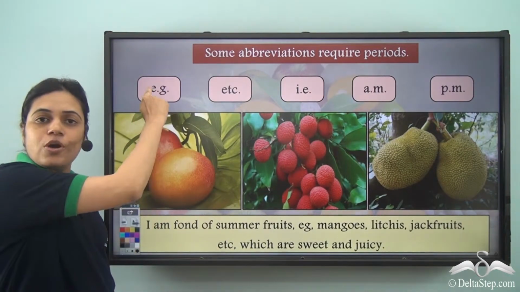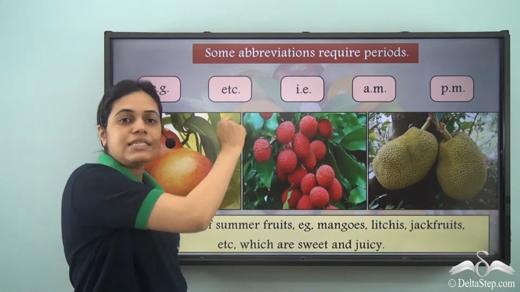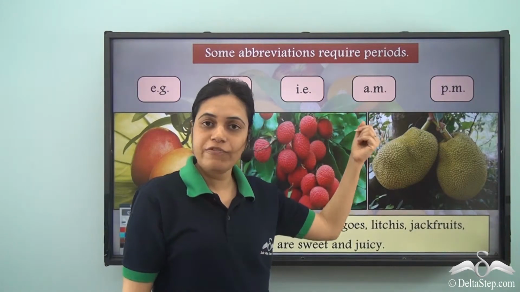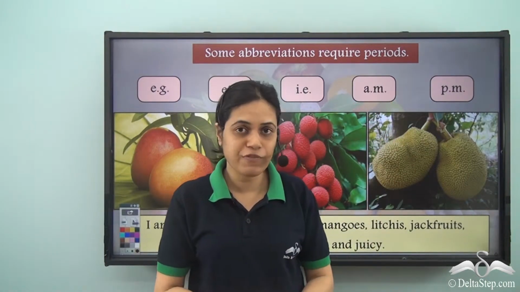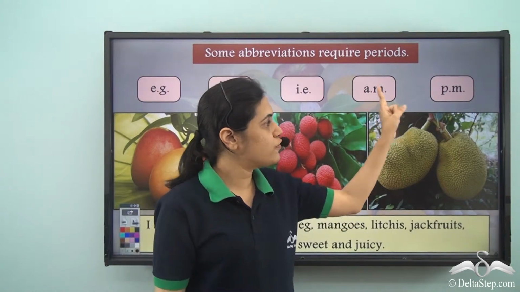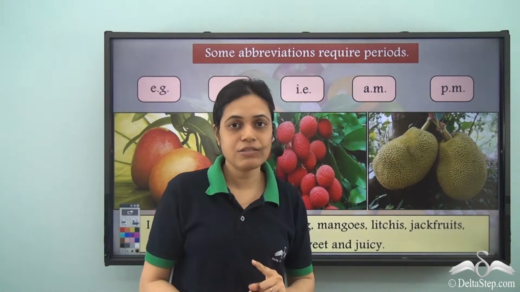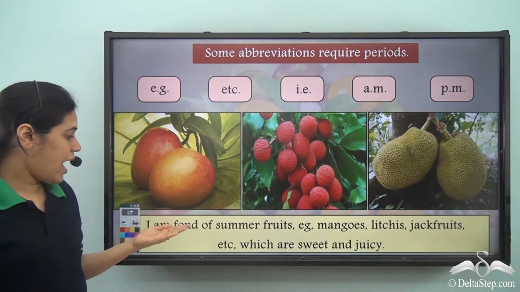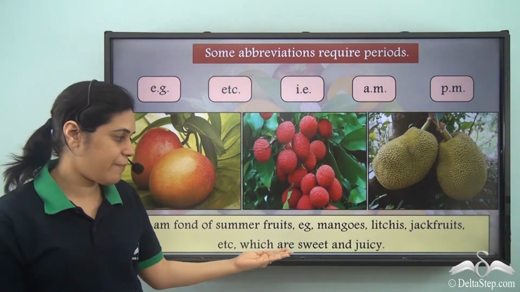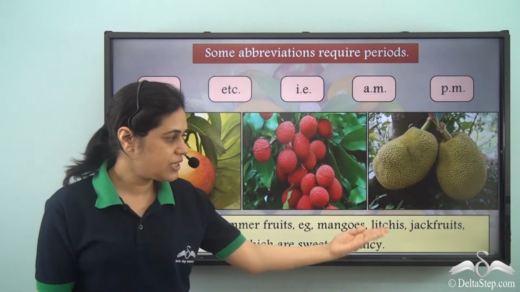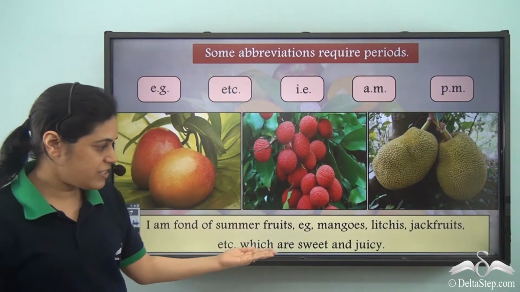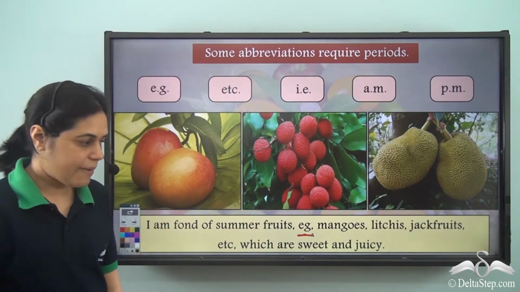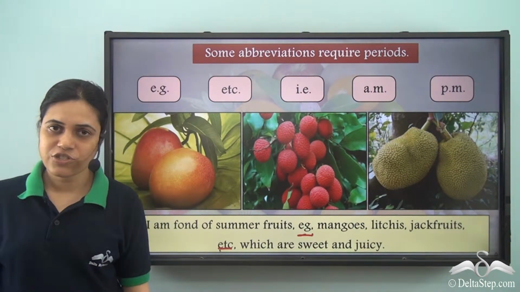So E full stop, G full stop, ETC full stop, I full stop, E full stop, A full stop, M full stop, P full stop, M full stop. So we use a full stop after the letters of these abbreviations. So if we look at this sentence, I am fond of summer fruits, e.g., mangoes, lychees, jackfruits, etc., which are sweet and juicy. So there are two abbreviations, e.g. and etc.